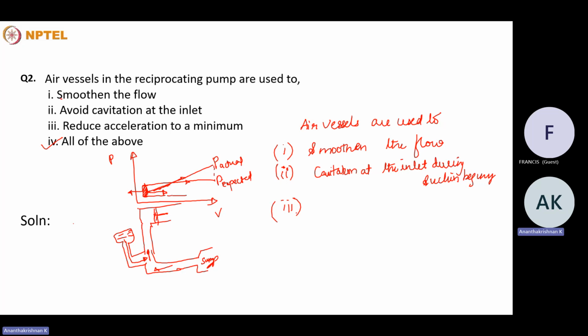Another advantage which I have mentioned is that it smoothens out the flow, rather than intaking fluid at a different flow rate. It almost smoothens out the jerk, thereby providing a smoothed out water inflow into the piston cylinder arrangement. So all the options given in this question are right. It smoothens the flow, it avoids cavitation at the inlet because it reduces the acceleration to a minimum, and the answer is D, option D.